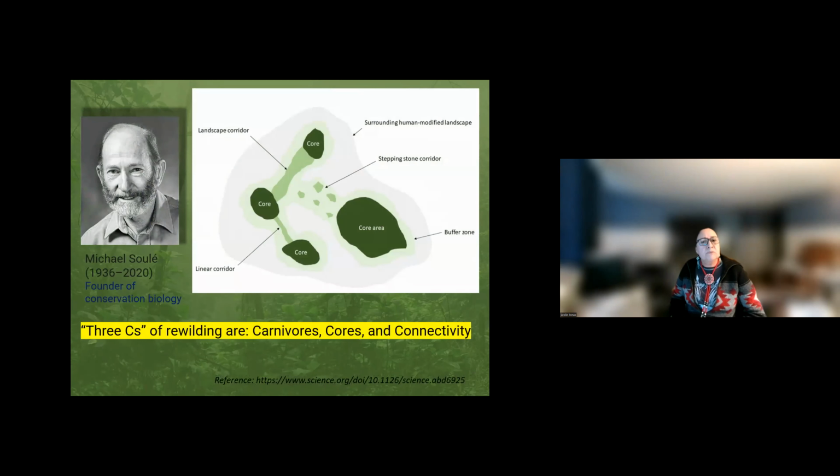It was Michael Soule, an American biologist, who brought forward and developed an ecological restoration approach of rewilding in the mid-1990s. He surmised that large carnivores need big, wild, roadless areas of habitat for security from humans and to fulfill their survival needs. Few protected areas in North America or anywhere in the world are large enough to stand alone as habitats. Therefore, core habitats need to be linked by wildlife movement corridors or landscape permeability. Thus, Soule's concept of the three C's of rewilding were carnivores, cores, and connectivity.